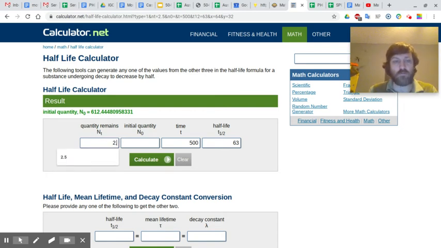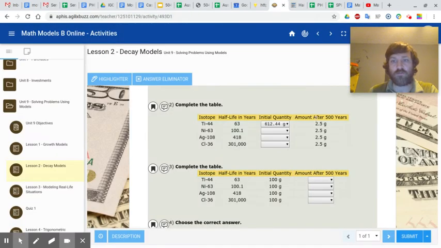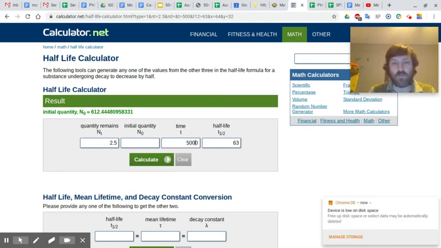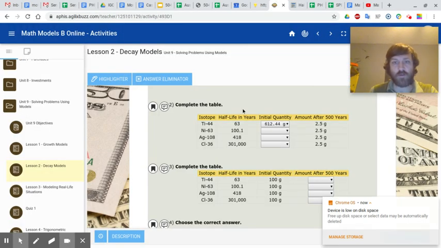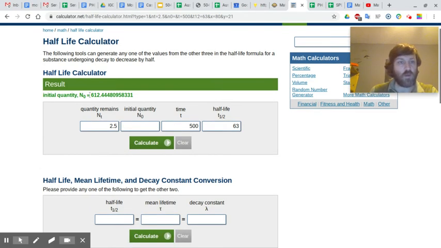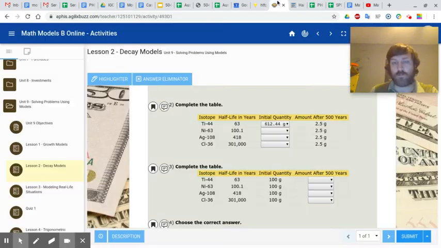And you're going to have the quantity that remains, which in our example is 2.5 grams. We don't know what the initial quantity is, that's what we're trying to find. You're going to have the time, which in our example is 500 years, and a half-life, which is the time they give us here, 63. When you hit calculate, up here it's going to give you the one for the missing value, whatever it was. And so 612.44 is the amount we had originally.